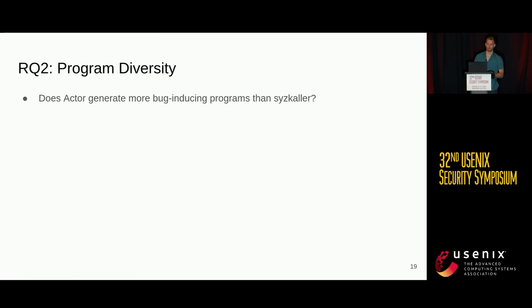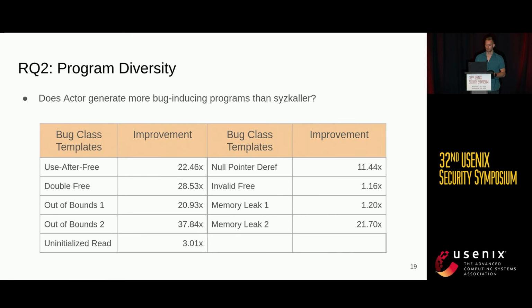The next question is whether Actor can generate more bug-inducing programs than Syzkaller. We recorded the programs generated by both fuzzers and tried to match them to our templates. It turns out that across all templates, our fuzzer is actually able to do so more effectively than Syzkaller. For the more simple templates, such as invalid free, which is just one free, there's not that much of a difference between the 2 fuzzers, but this is not surprising because it's a very simple technique. On the other hand, if you're looking at use-after-free or out-of-bounds, these are more complex strategies, and here we can clearly see that coverage-guided fuzzers struggle and our technique shines.